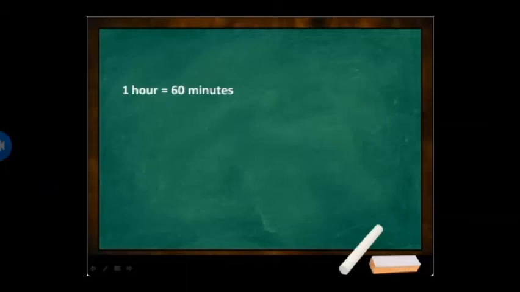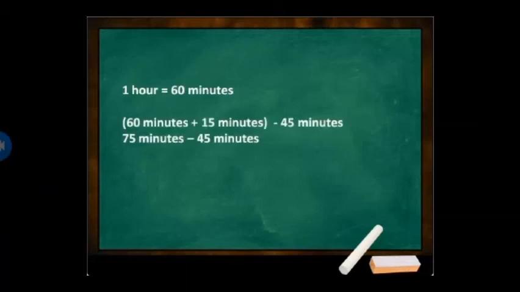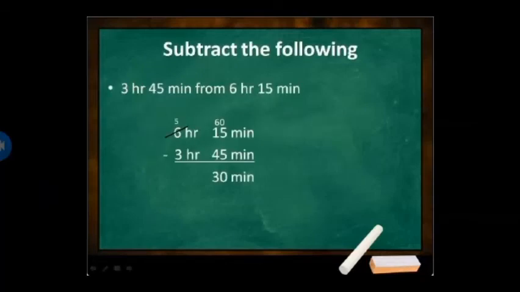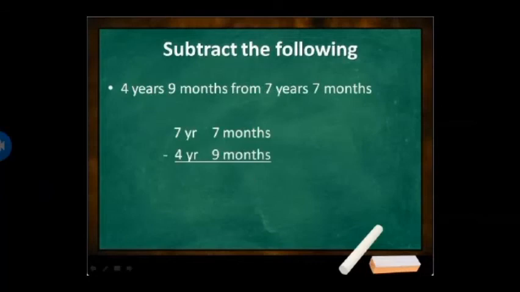60 minutes plus 15 minutes. How much will it become? It will become 75 minutes minus 45 minutes. So how much will you get? Yes, 30 minutes. So you will write in the minutes column 30 minutes. Now 5 hours minus 3 hours is equal to 2 hours. So the answer is 2 hours 30 minutes.